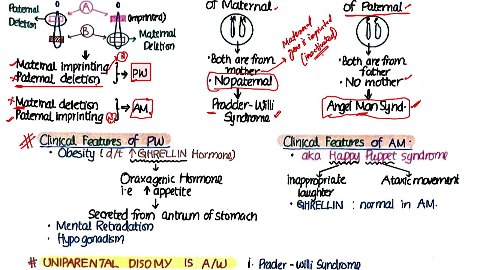Prader-Willi syndrome, remember we also study this syndrome in obesity. Why does obesity occur? Because of increased release of ghrelin hormone, which is an orexigenic hormone, which increases appetite. Normally it is secreted from the antrum of the stomach. There will be mental retardation and hypogonadism also. So this will be read in endocrinology in great detail. Two pathologies, hypogonadism and obesity, and it is a genetic disorder. So mental retardation also. These three things, obesity, mental retardation, hypogonadism, are the features of Prader-Willi syndrome.